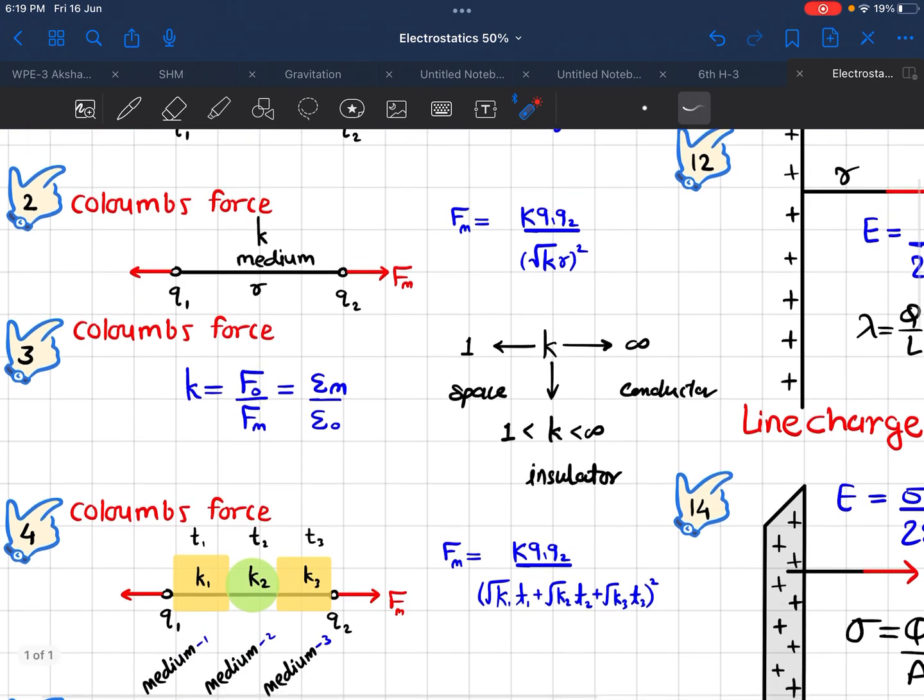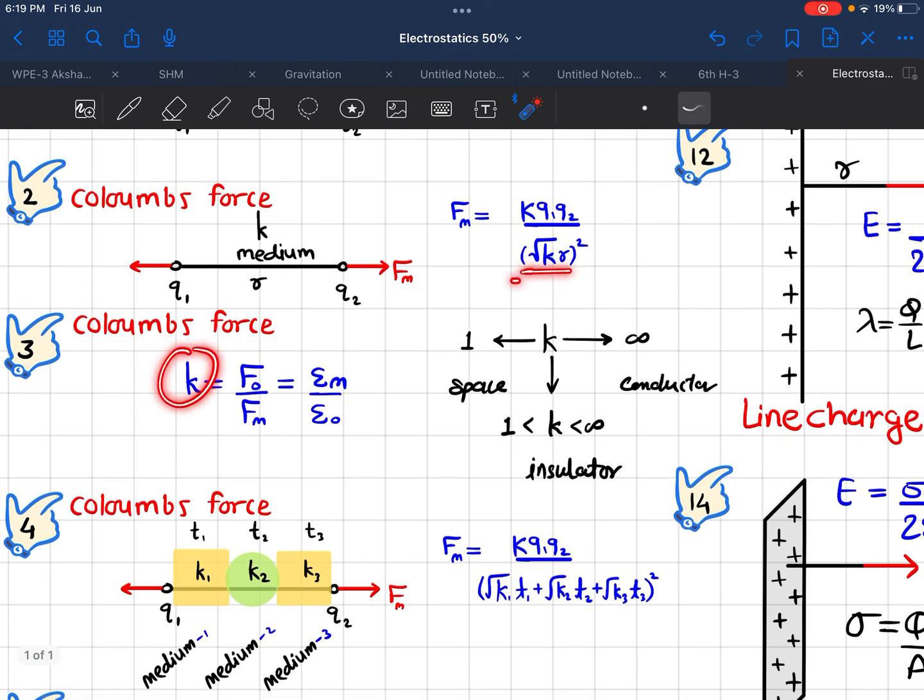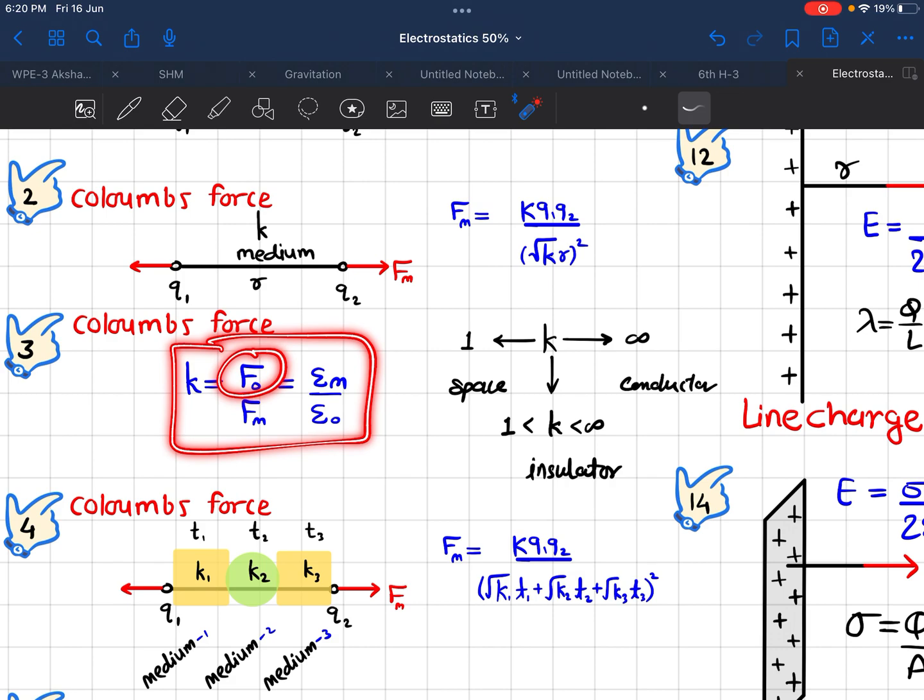Now, what is this small k? The small k is nothing but the dielectric constant or relative permittivity. Small k is the ratio of electrostatic force in free space to electrostatic force in a medium, or the permittivity of the medium to the permittivity of free space.